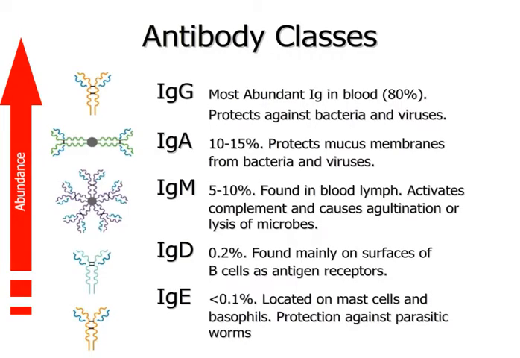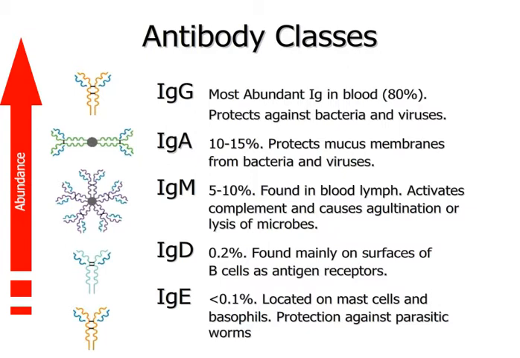Now there are 5 major classes of antibodies in the body. The most numerous of these is our IgG antibodies, and the IgG antibodies comprise about 80% of the total antibody titer in the body, and they protect against bacteria and viruses. IgAs, on the other hand, are much more rare, comprising only 10 to 15%, and these are found in mucous membranes where they protect us again from bacteria and viruses.